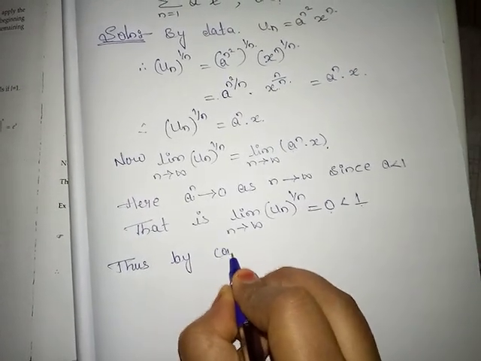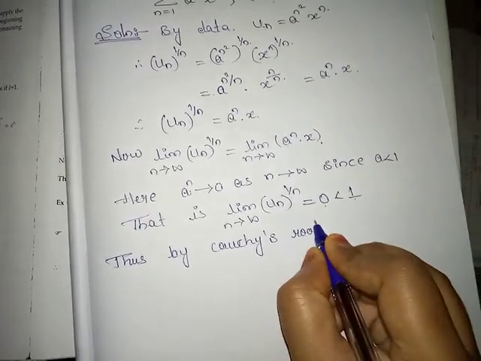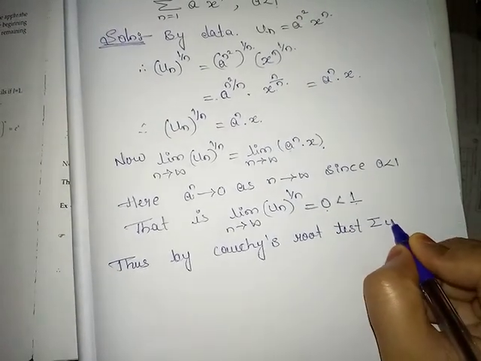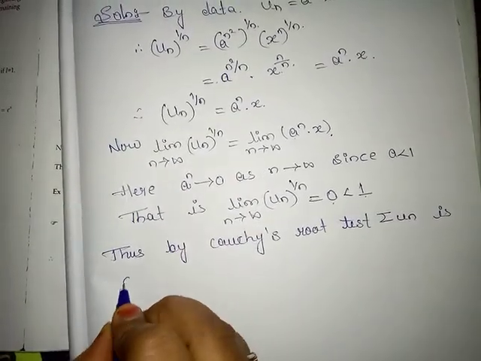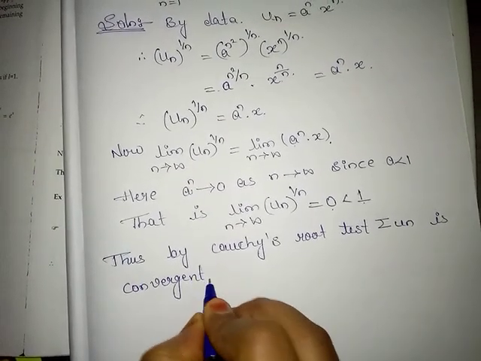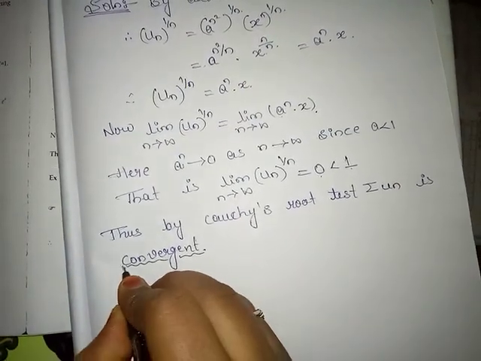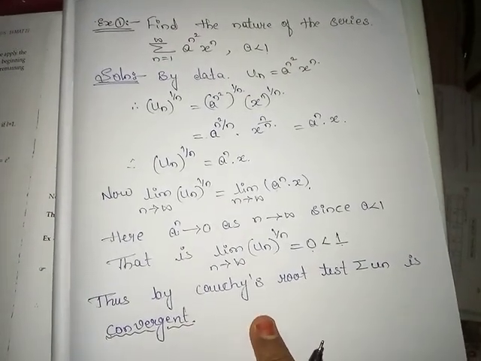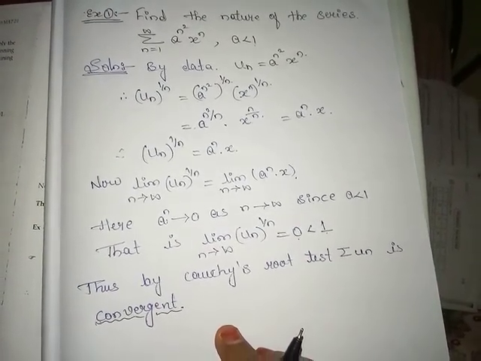Thus by Cauchy's root test, summation un is convergent. This is how you have to find the nature of the series using the concept of Cauchy's root test.